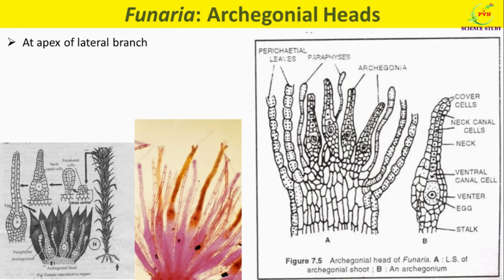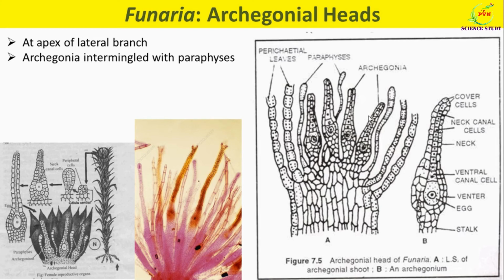As the name itself indicates, the archegonial head consists of the female sex organs called archegonia. So these are the archegonia, which are borne in a cluster at the apex of the lateral branch, which develops near the base of the main axis.